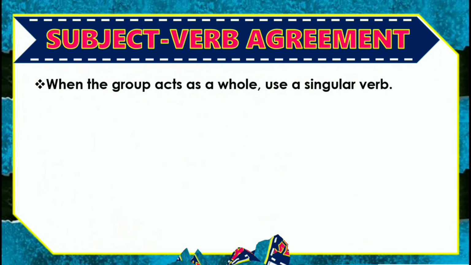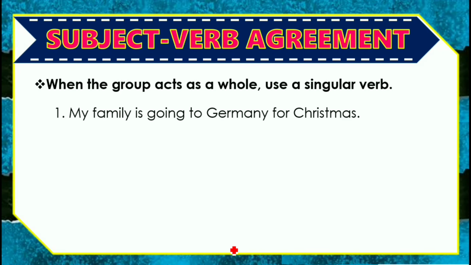The rule is when the group acts as a whole, use a singular verb. For example, my family is going to Germany for Christmas. So where is our subject? Family. Okay? And where is our verb? Is. We use is in the sentence because the whole family is acting as one group. They're all going to Germany together at the same time.